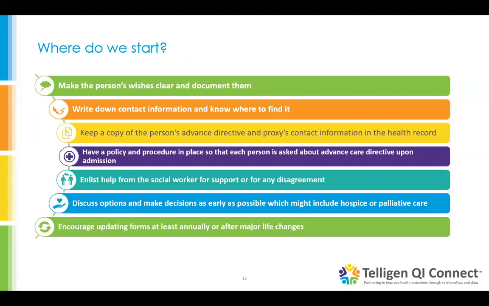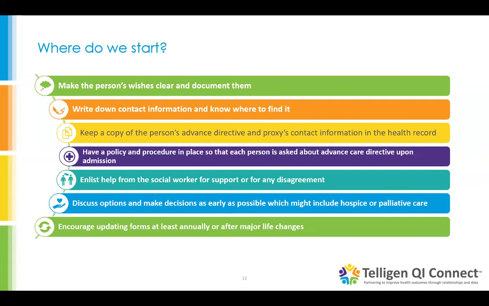So where do we start? First, make the person's wishes clear and document them. Next, write down contact information and then also know where to find it. Keep a copy of the person's advance directive and their proxy's contact info in the health record.